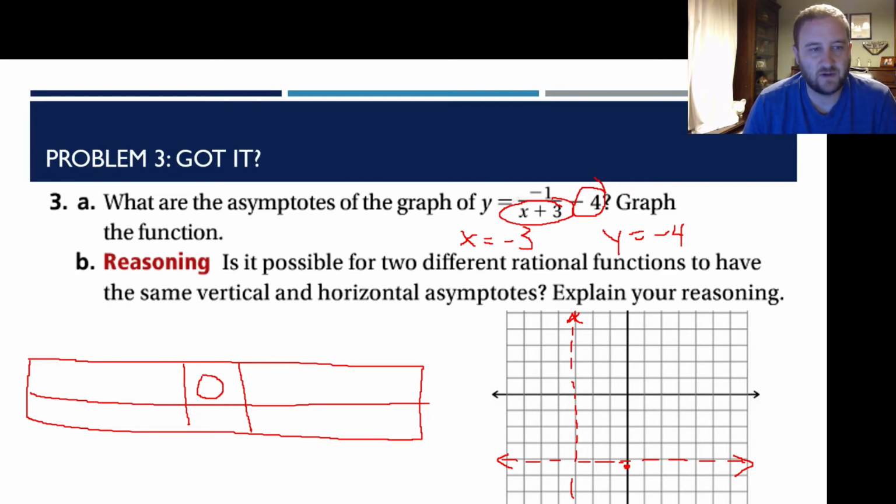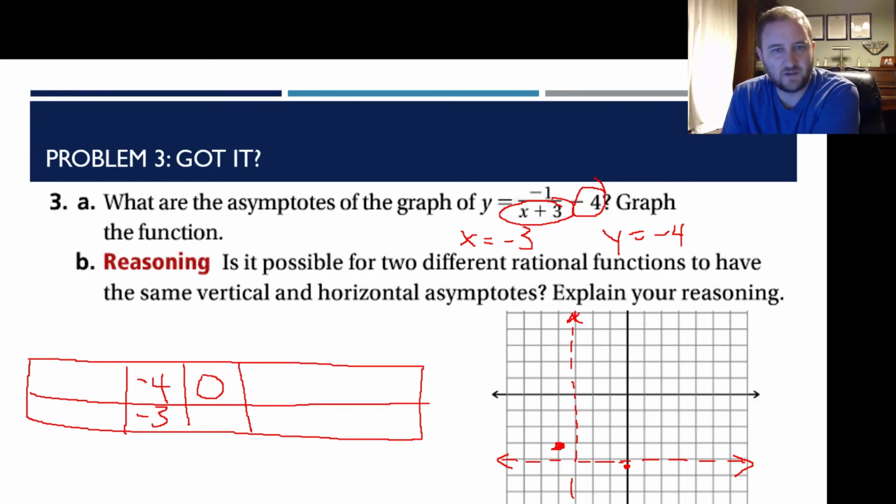Let's say we do negative 3. How about that? No, we can't do that. Negative 4. Let's try negative 4. If we do negative 4 plus 3, that's negative 1. 1 divided by negative 1 is negative 1. And then negative 1 minus 4 is negative 5. So we've got a point at negative 4, negative 5 right here.